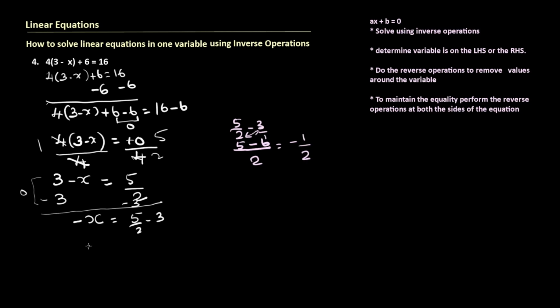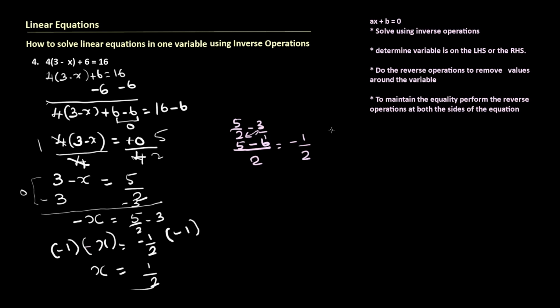So, let's rewrite our equation. Minus x equal to minus 1 by 2. Now, we want to eliminate the minus from our left hand side. How are we going to eliminate it? Let's eliminate it by multiplying by minus 1. We are going to do the same thing on the other side of the equation too. Minus 1 times minus x becomes positive x, and minus 1 by 2 times minus 1 becomes positive 1 by 2. So, the value of x is 1 by 2.